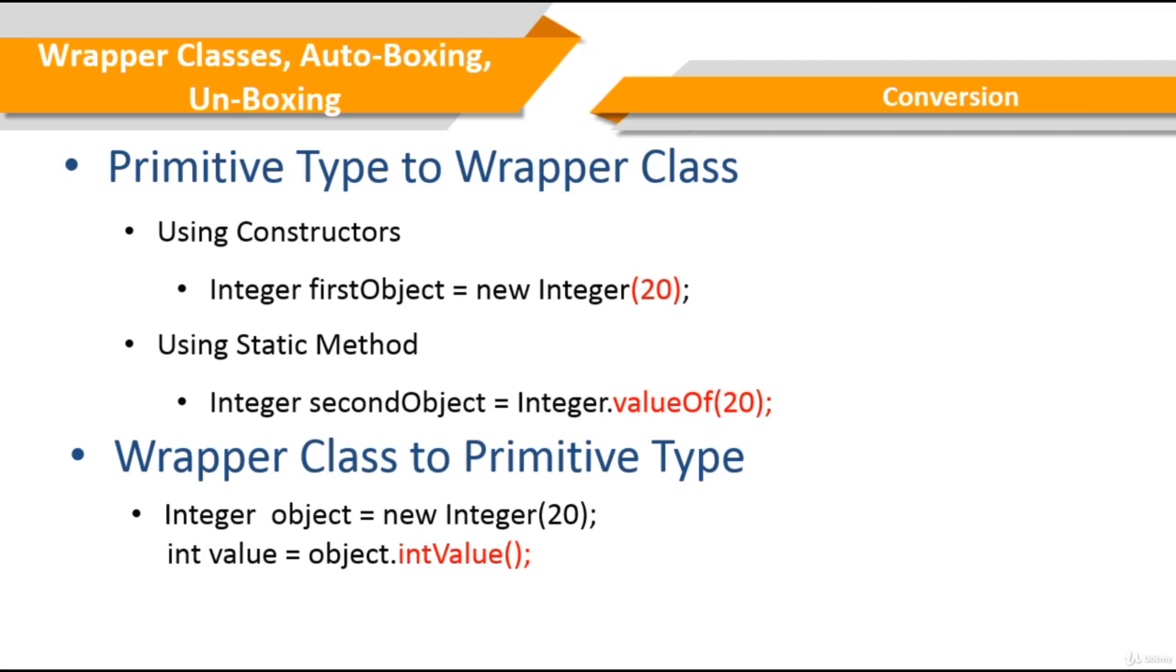With Java 5, this conversion is done automatically by using autoboxing and unboxing. Let's have a look at these concepts.